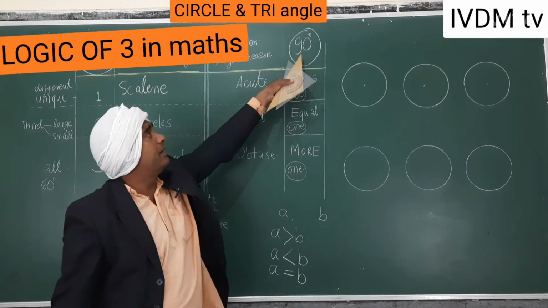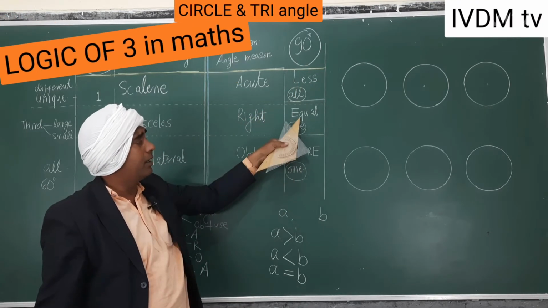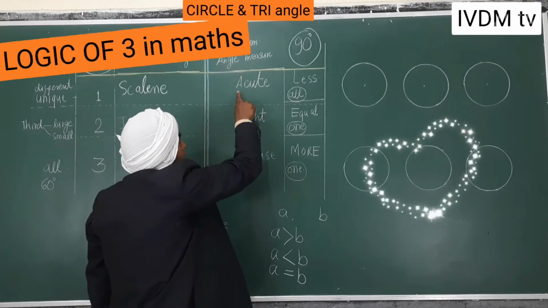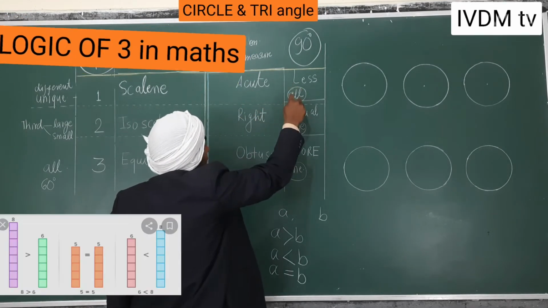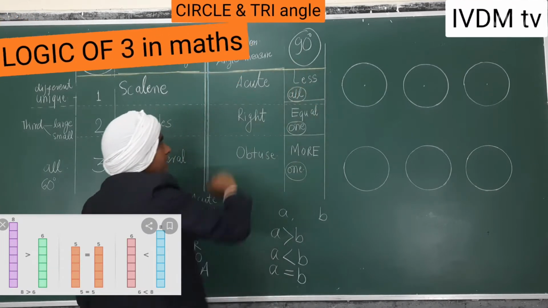Similarly, if you keep it 90 degree, so something will be less, more, or equal. And important things is there. Acute angle means, I have written here, all angles are less than the 90 degree, all.